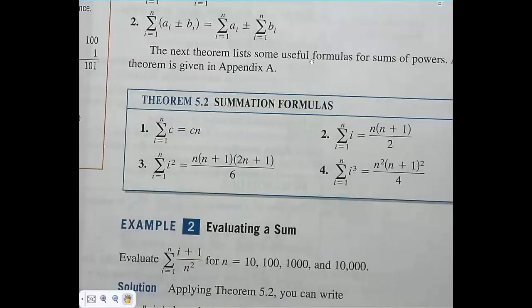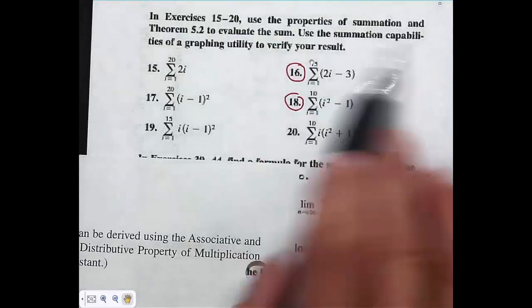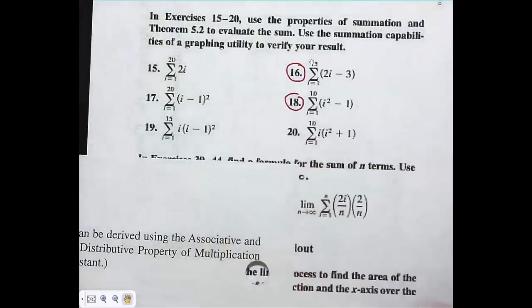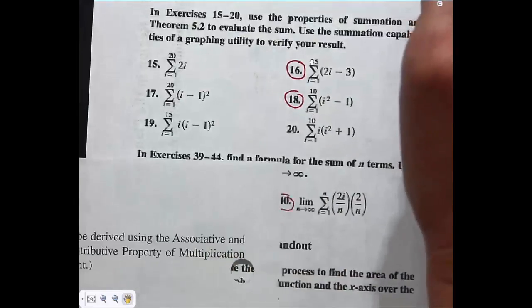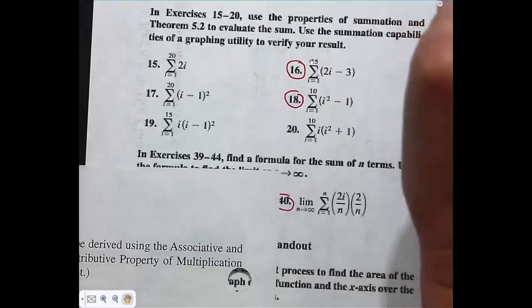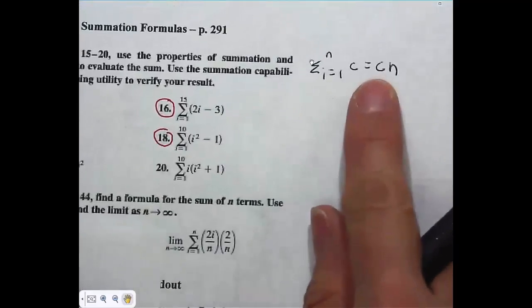7 times 15. If you add 47 to itself 20 times, you get 47 times 20. If you add C to itself n times, you get C times n. So the next problems in the notes say, use the properties of summation to evaluate the sum. And for these two, all we're going to need is the sum from i equals 1 to n of a constant is the constant times n. Where's that written? Right there.